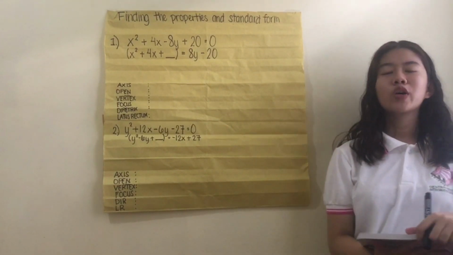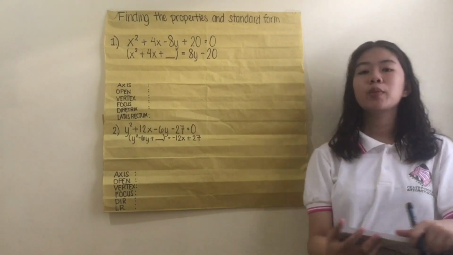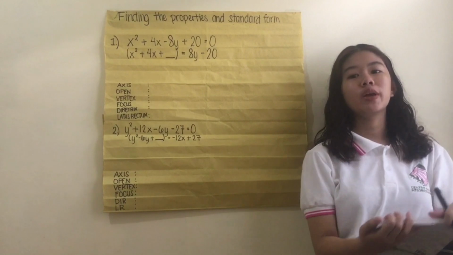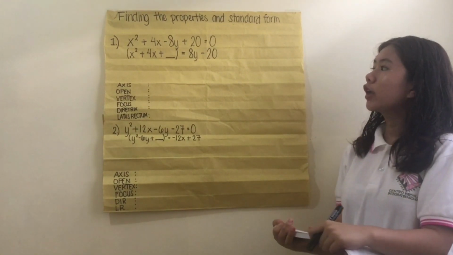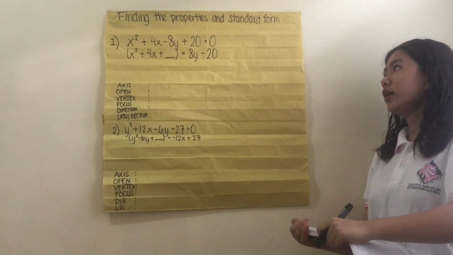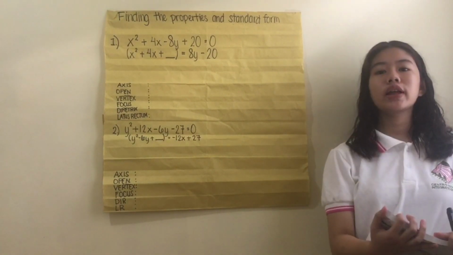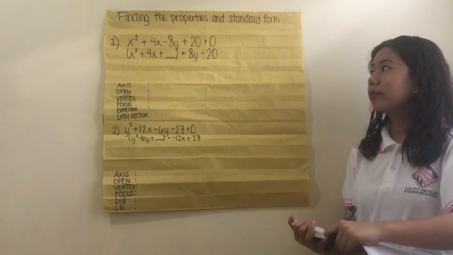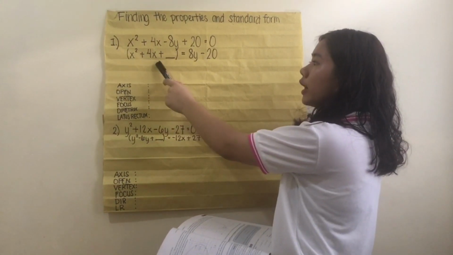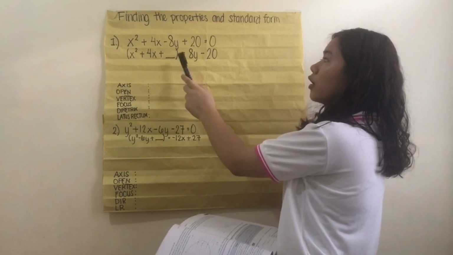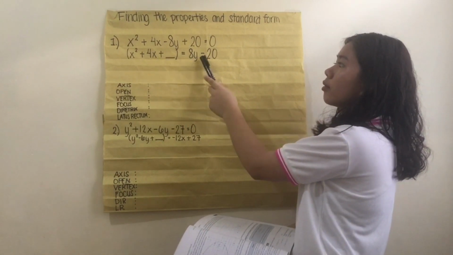So now I am going to show you how to find the properties and standard form of a parabola. So number 1, the given is x squared plus 4x minus 8y plus 20 equals 0. The first step is we're going to group it by variable. So it became x squared plus 4x plus blank equals 8y minus 20.